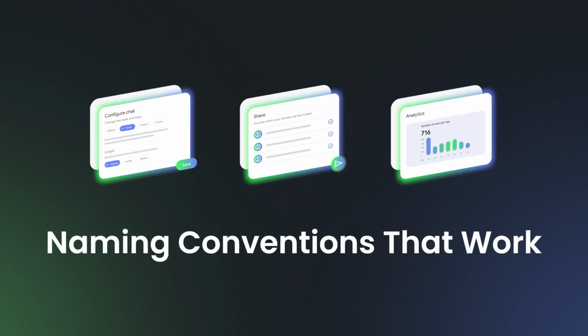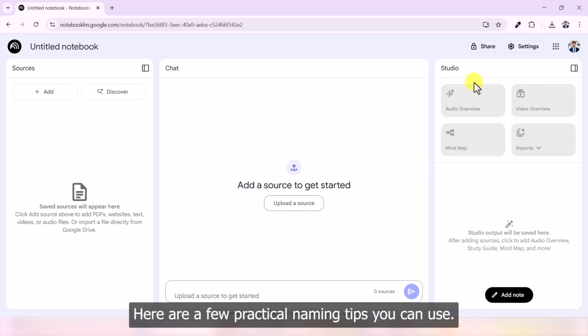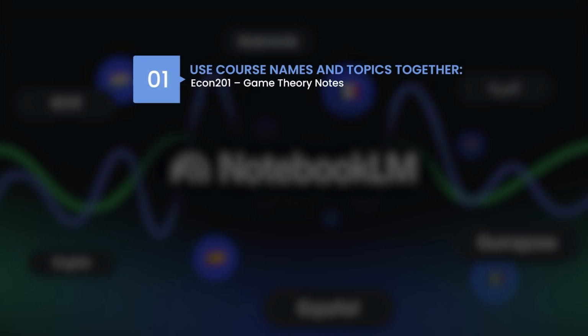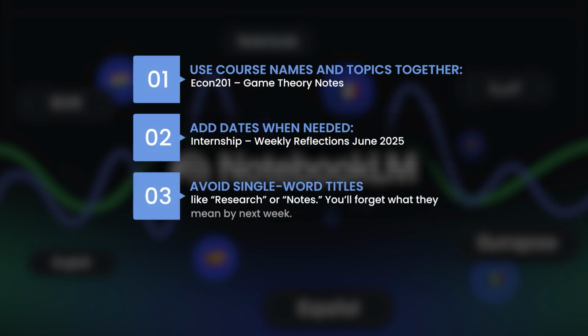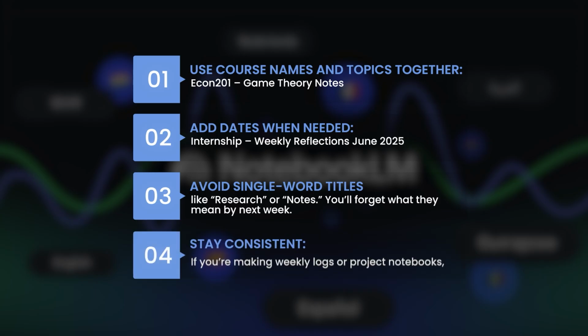Naming conventions that work. Here are a few practical naming tips you can use. Use course names and topics together. Economy 201, Game Theory Notes. Add dates when needed. For example, Internship, Weekly Reflections, June 2025. Avoid single word titles like research or notes. You will forget what they mean by next week. Stay consistent.